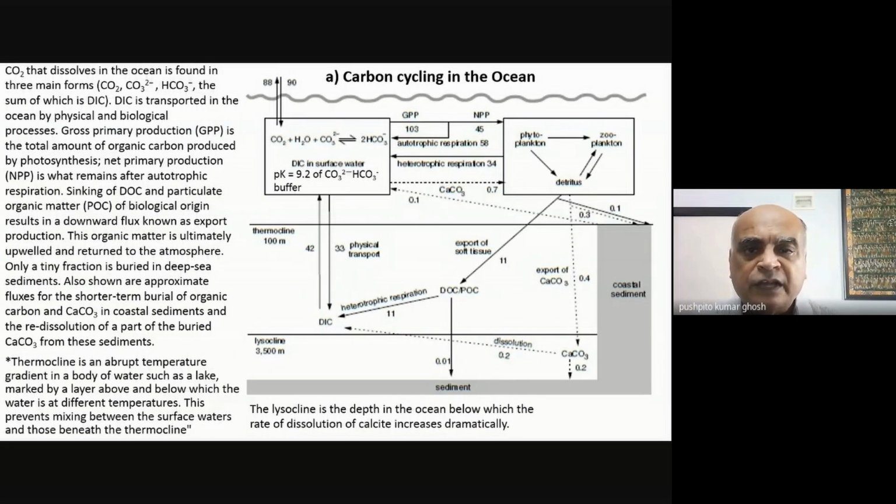Now, let us look a little more at the ocean. I'm not going to go into too much detail, and in any case, I will be passing on the report. But as I told you, CO2 in the ocean exists as dissolved CO2, carbonate, and bicarbonate. The more alkaline your water is, the more its ability to take up CO2, and carbonate will become bicarbonate.